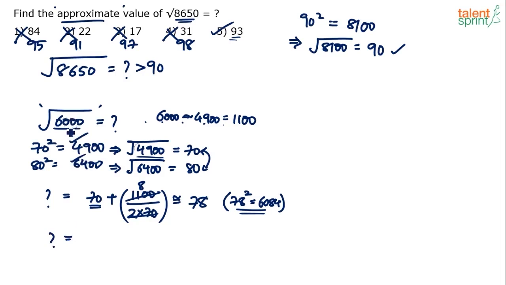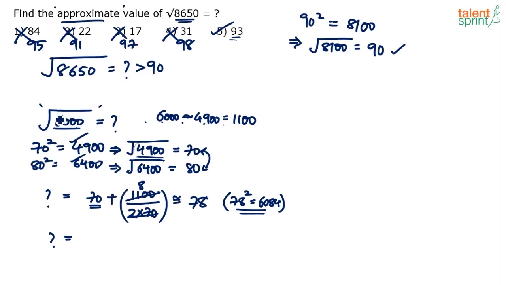Now, 6,000 is actually much closer to 6,400 when compared to 4,900. So the answer that we get in this method should be much closer to the correct answer, right? 78 is the approximate answer, but we may get a better answer with 6,400 because it is very close to 6,000. The same process has to be followed. It's just that instead of plus, we need to take minus here.